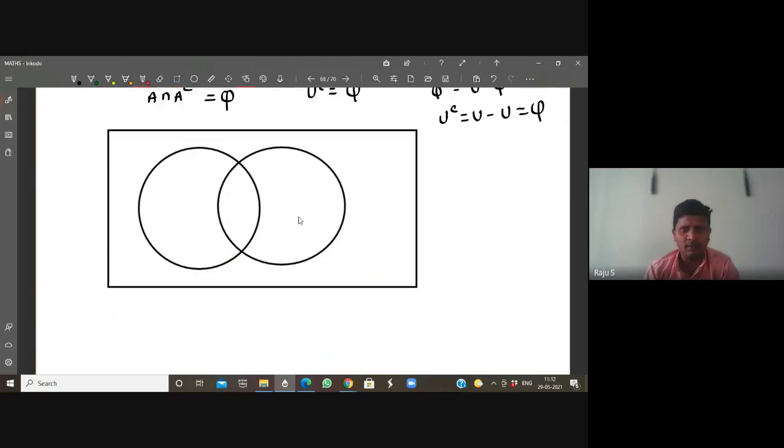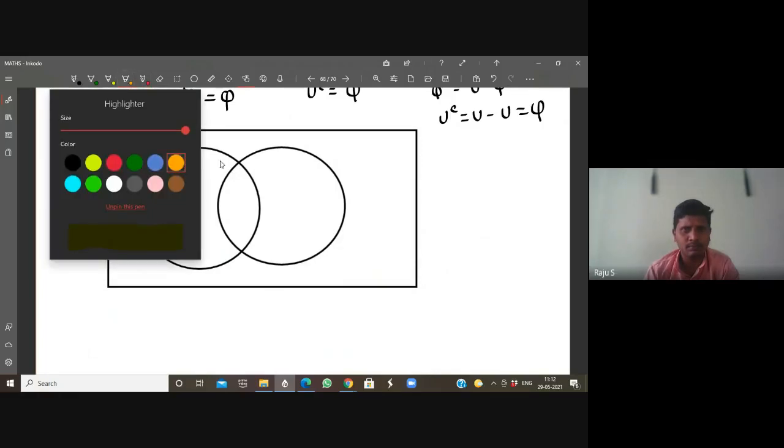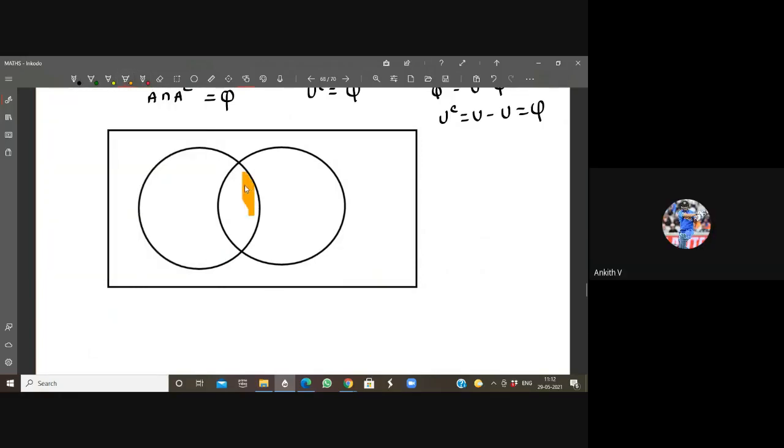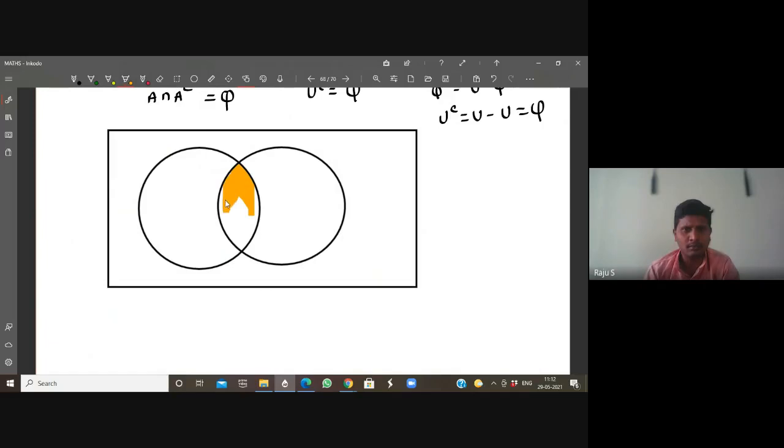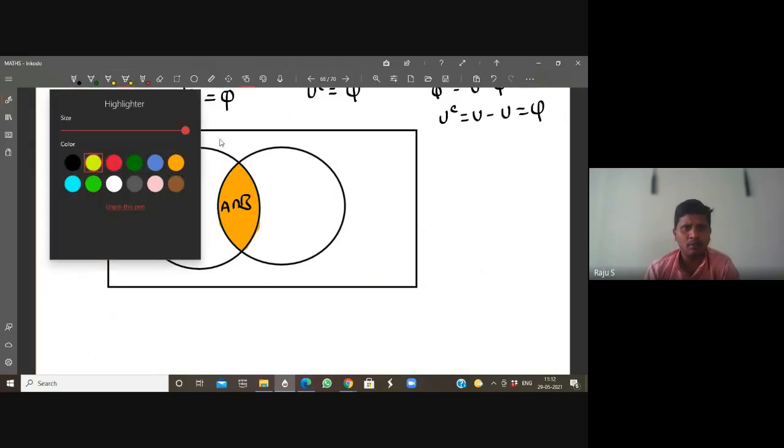Yeah. Why? What about this value? This region. A intersection. A intersection. Right. This is A intersection B. Yeah. What about this region?